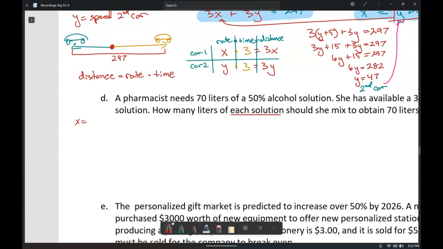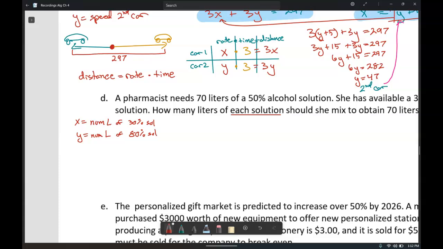X can be one of the solutions. We could say X can be the number of liters of the 30% solution, and Y will represent the number of liters of the 80% solution. So we're going to be getting a volume. X and Y both represent different volumes. And so let's think about what happens.